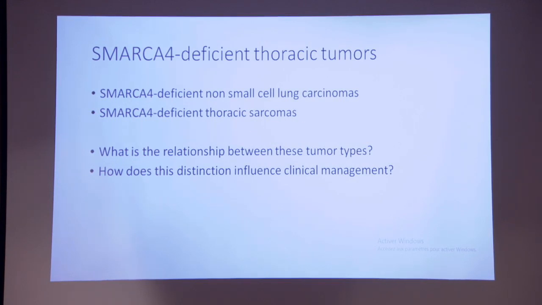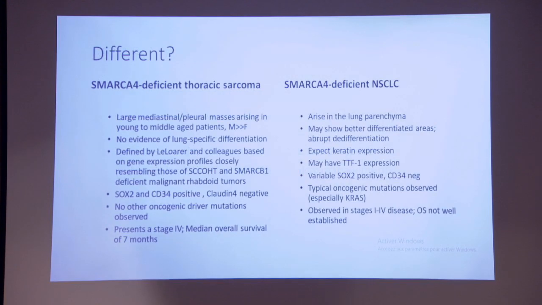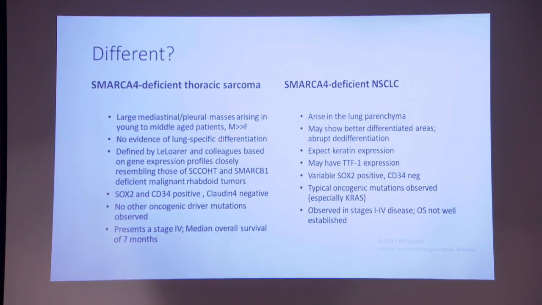This was introduced into the list of potential diagnoses that can occur in the lung back in 2015. And this was described as SMARCA4 deficient thoracic sarcoma, a large mediastinal or pleural-based mass arising predominantly in young to middle-aged patients, in men much more commonly than women. These tumors show no evidence of lung-specific differentiation, so typically you don't see either TTF1 or P40 expression.